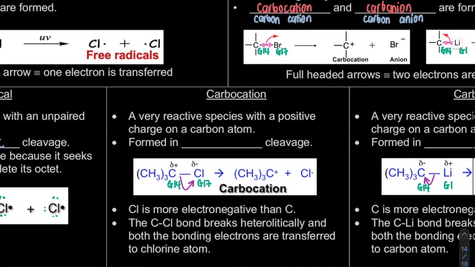Okay, carbocation. Remember, it's actually a carbon with a positive charge on it. It is a very reactive species with a positive charge on a carbon atom, and this is formed from heterolytic cleavage. Remember that because chlorine is more electronegative than carbon, the electron will be shared to chlorine, so that's why carbon becomes positively charged, which we call a carbocation.